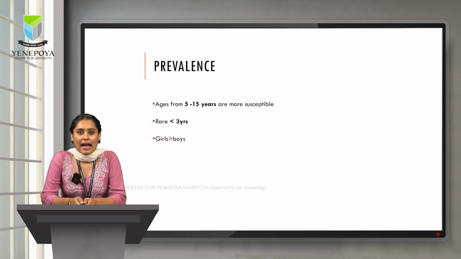Now, coming to the actual prevalence of this condition, the rheumatic heart condition. Mainly it occurs in 5 to 15 years of age. That is the main duration during which rheumatic fever usually comes. It occurs rarely in less than 3 years of age. Those most commonly affected are usually the girls. Girls are more commonly affected by rheumatic heart fever compared to the boys, usually between the age of 5 to 15 years.